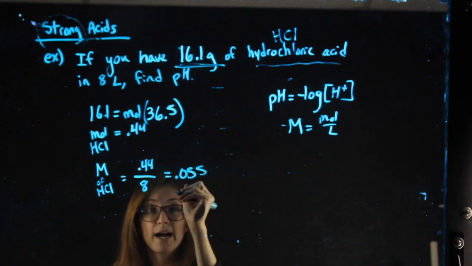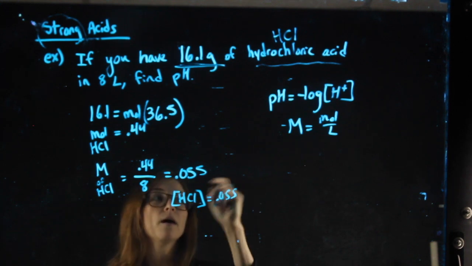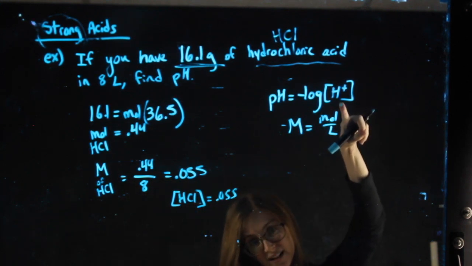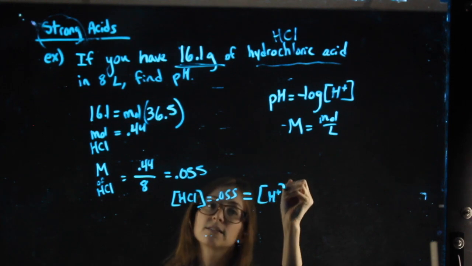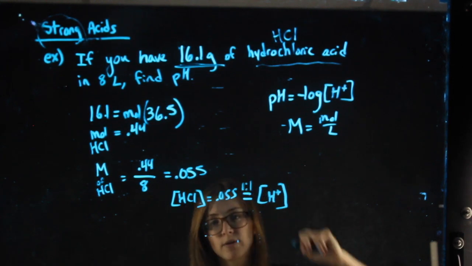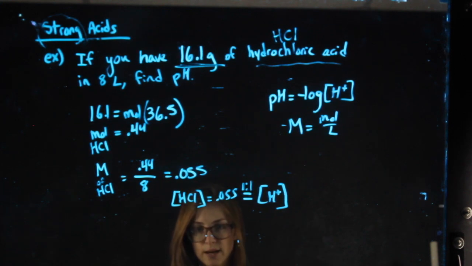Molarity is brackets. So what I have here is the HCl molarity. My formula doesn't say HCl, so what I need to know is that this is equal to my H+, because of that 1-to-1 ratio we talked about. So this would be sufficient in terms of showing enough work as far as I'm concerned.